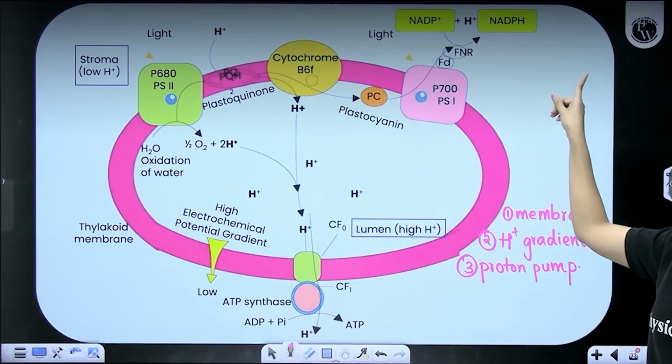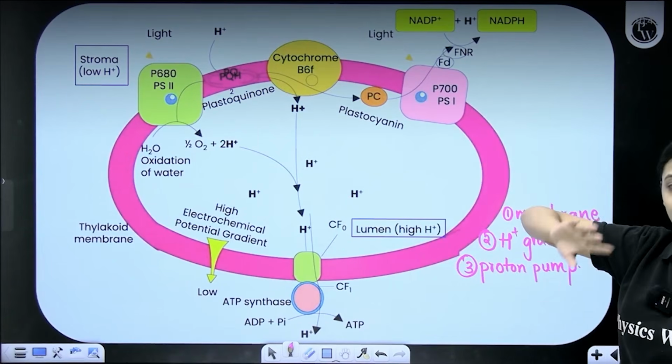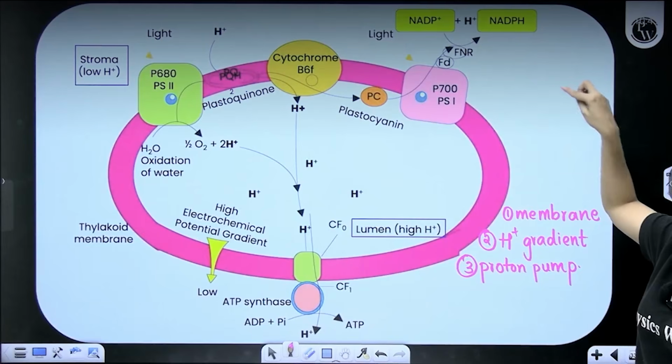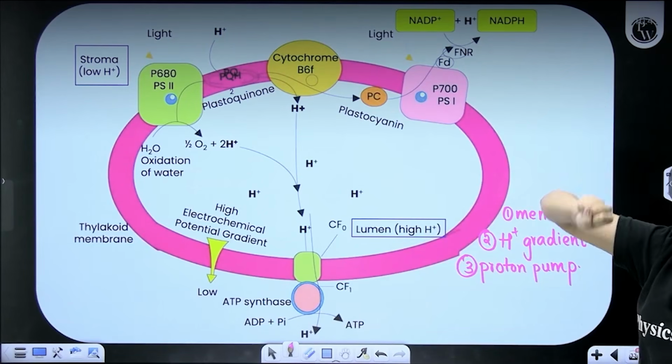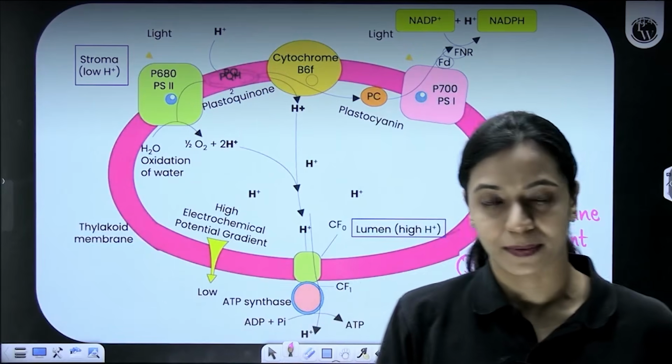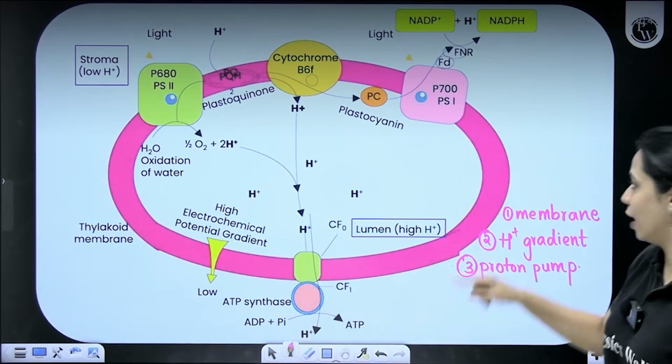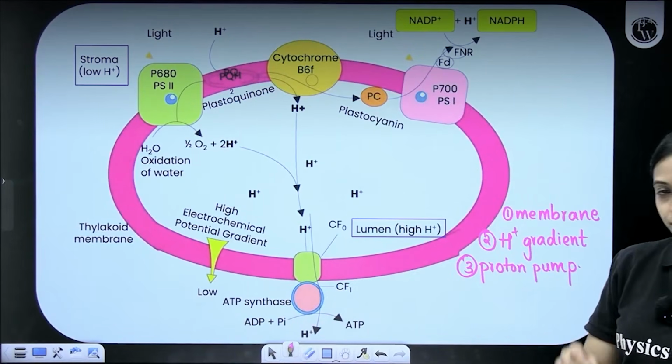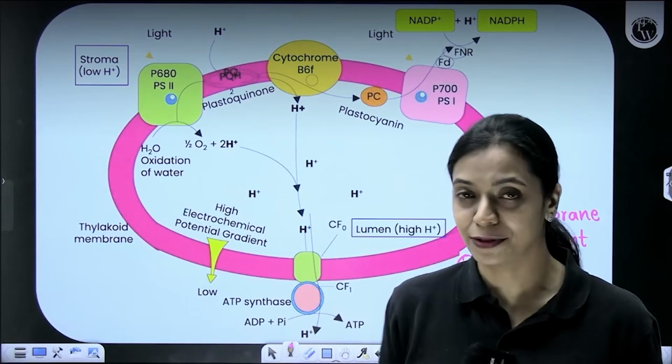Third one is not protons entering the lumen. Third one is because protons existing in the stroma are getting used up and their concentration is further decreasing in the stroma. Okay, so these are the three reasons why a proton gradient develops. Okay, there is a proton gradient, fine, great.